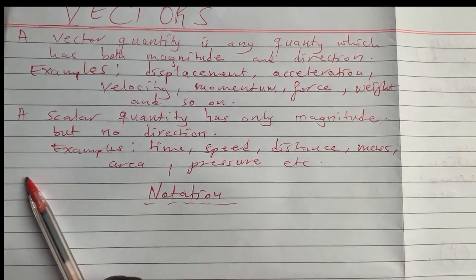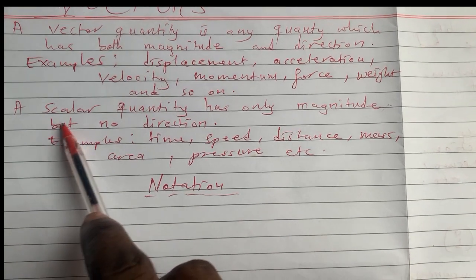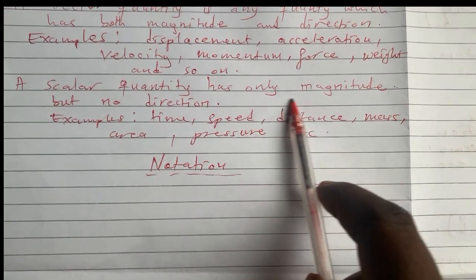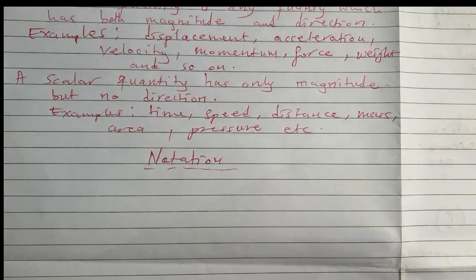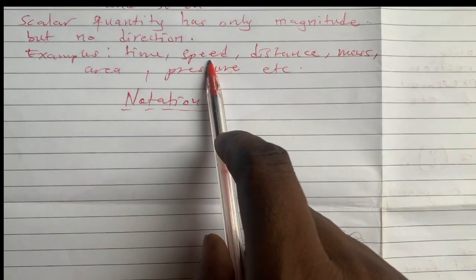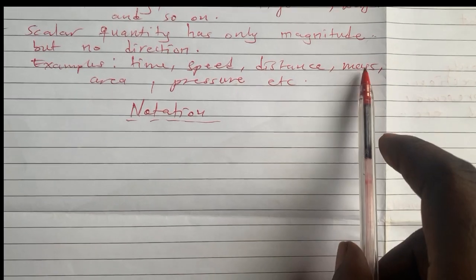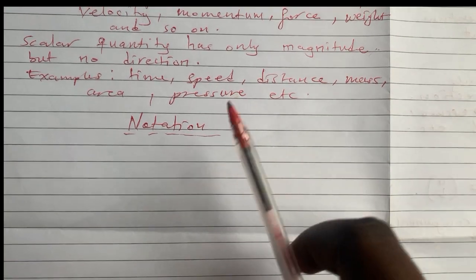Talking about vectors, it is also necessary to consider scalar quantities. A scalar quantity has only magnitude but no direction. Some examples of scalar quantities are time, speed, distance, mass, area, pressure, and so on.